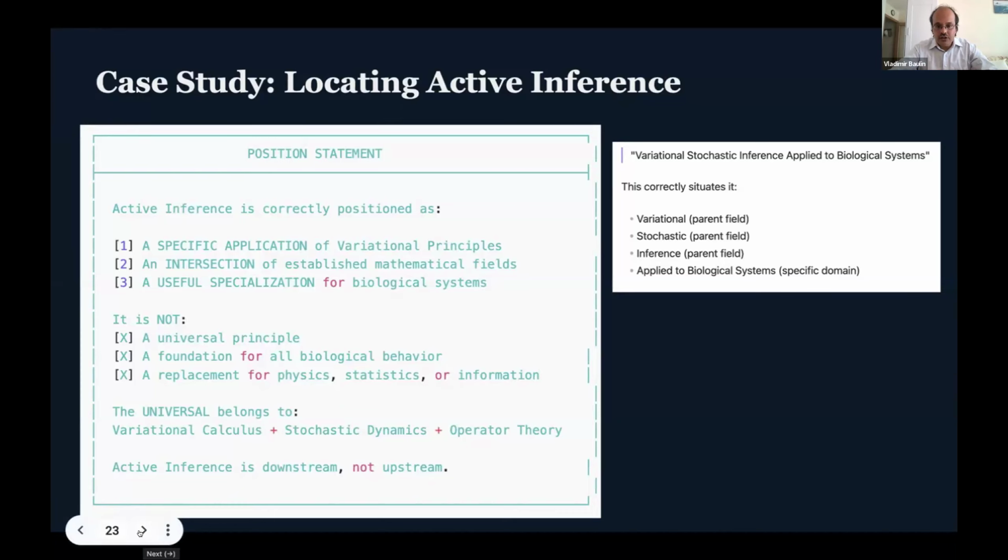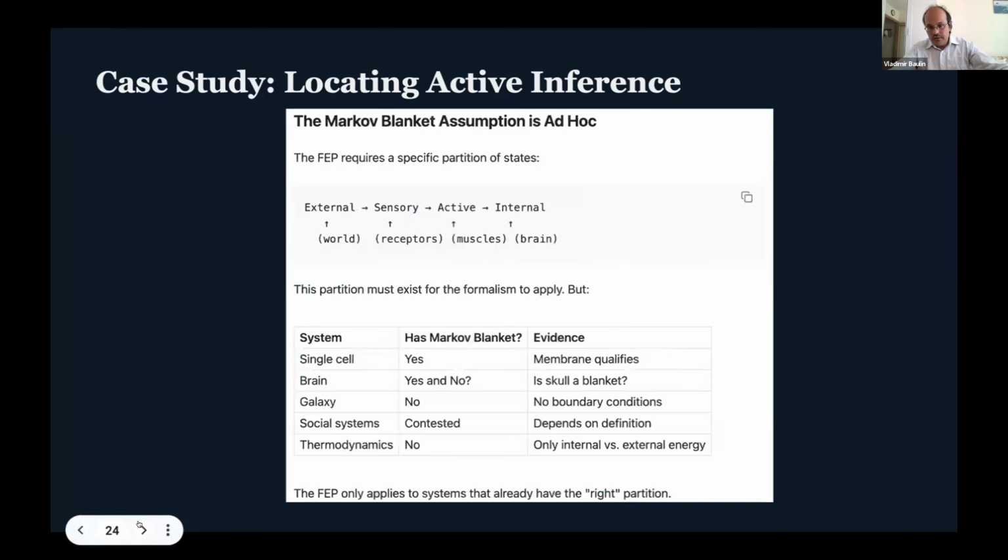It is an intersection of many fields, and a very useful specialization of this field is biological systems. However, we cannot say it is totally universal, or a foundation for all biological behaviors, because there are other methods that can apply. It also has this part: variational stochastic inference applied to biological systems. This comes automatically from the classification of the field. So we can say that active inference is variational stochastic inference applied to biological systems in particular, but of course it is more general. And we can say that there are three different things.